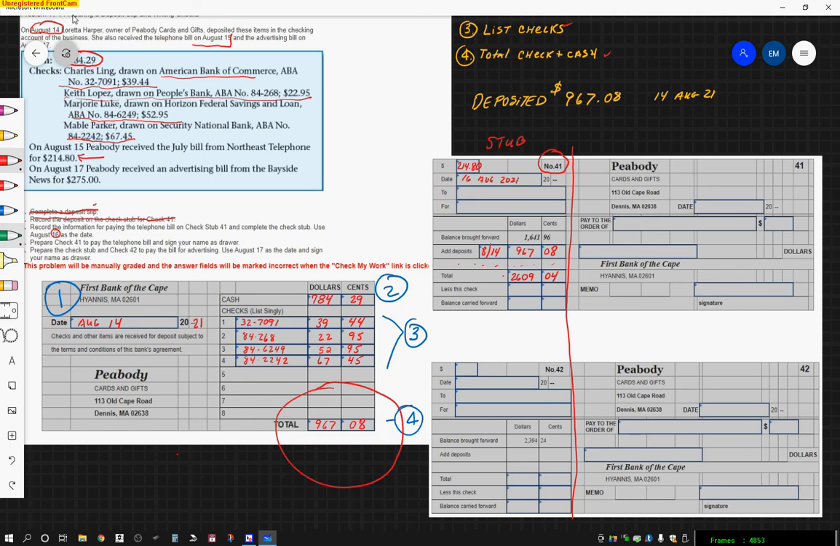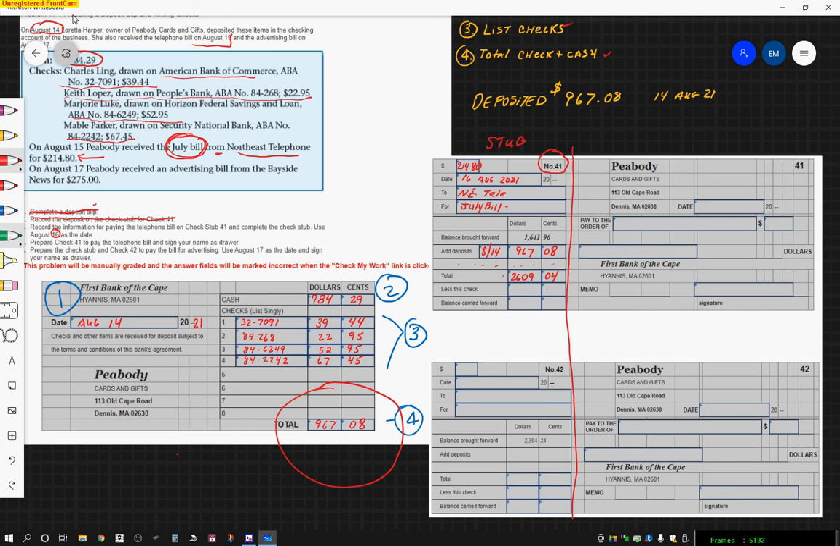Who was it for? Well, let's come over and take a look. Peabody Advertising received the July telephone bill from Northeast Telephone. So I'm going to just abbreviate it. I'm assuming there's a drop down for you. Northeast Tele. What was it for? Well, you're going to make a notation. It was for the July bill. So under the 4, you're going to put July bill. And you might want to put on their communications expense or whatever expense account that falls under. Probably utilities, but we'll deal with that later.